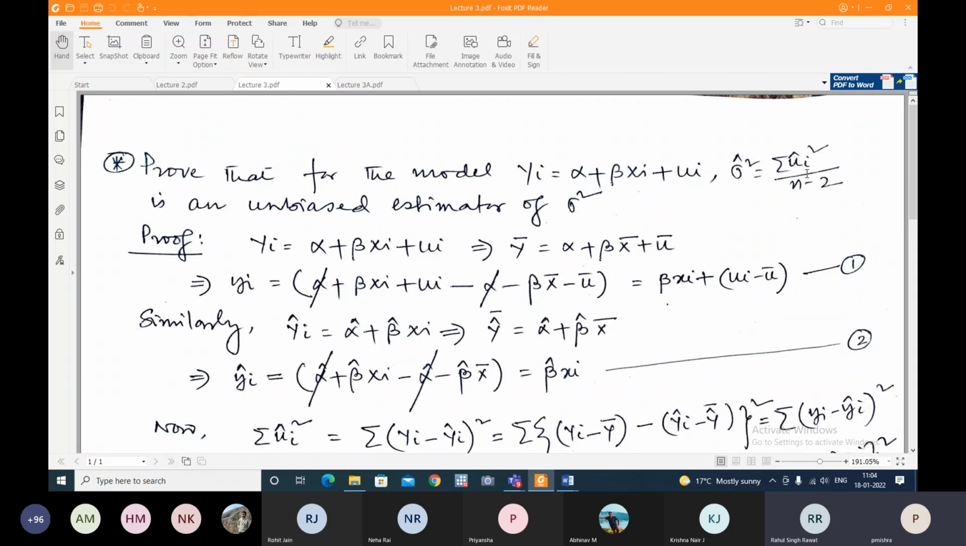This we can use as an unbiased estimator of sigma square. But before that, we need to prove that this is an unbiased estimator. Now, what is this summation of u hat i square? This is the residual sum of squares, this summation of u hat i square.